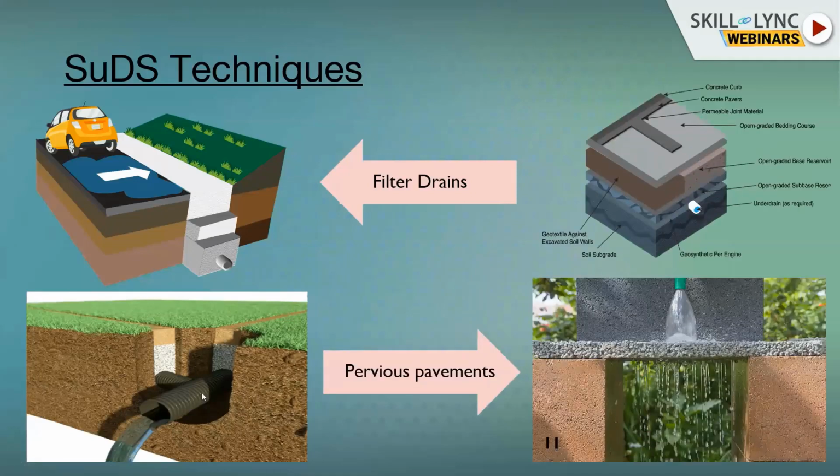Next one is the pervious pavement. As we have seen, the road here is not pervious, so whatever water is falling, most of it goes into this trench. However, in this SuDS, we have moved one step higher. We now say, let's make this also pervious.